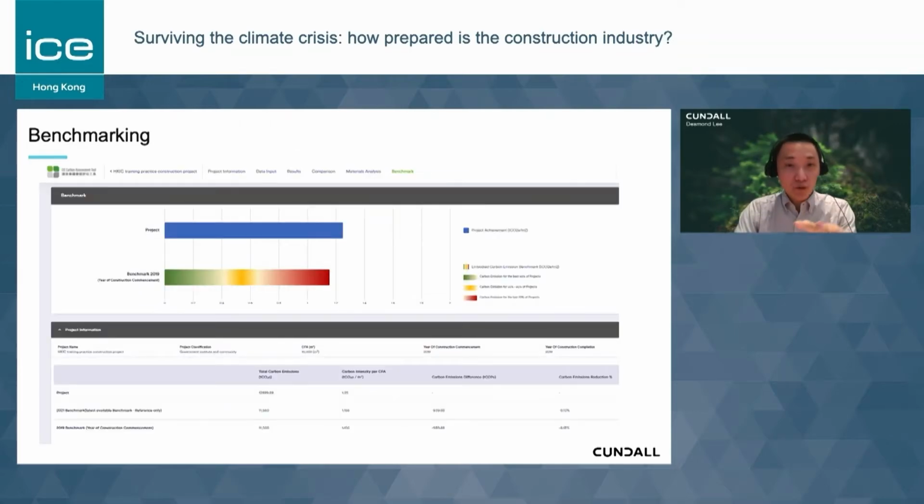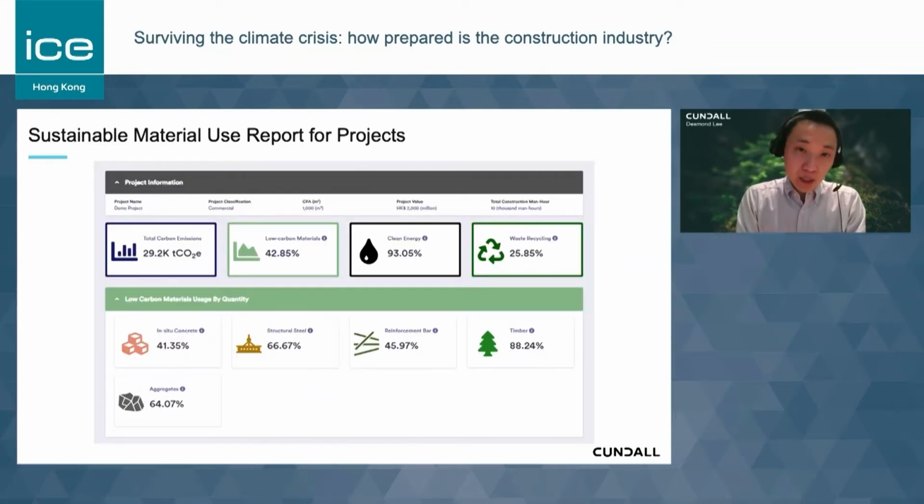The benchmarking function has also been available since December last year, to help the project team review the project performance compared with similar project types and see if there is any potential to reduce the carbon emissions as well. And other than embodied carbon, low carbon material usage percentage, clean energy usage percentage, and waste recycling percentage are also presented on the webpage as KPIs for the projects to review their overall environmental performance.